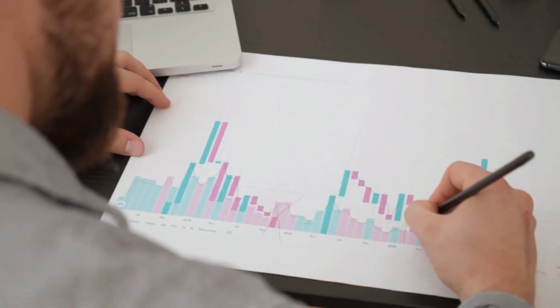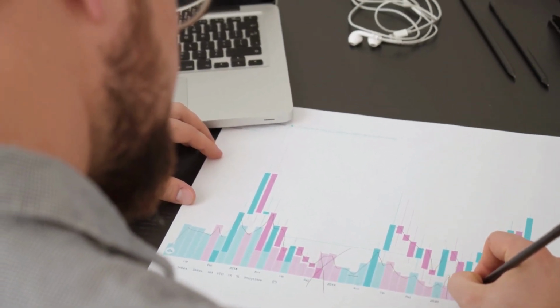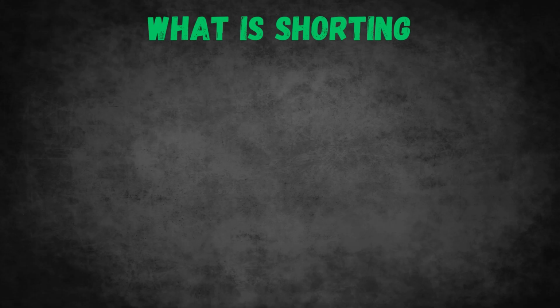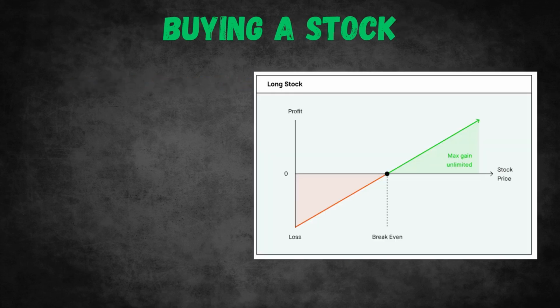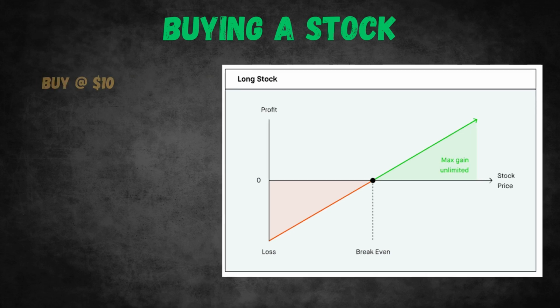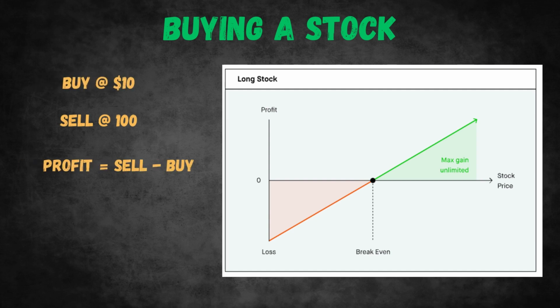Okay, so before we dig further into the workarounds of how you can short a stock in Robinhood, let's quickly understand what shorting is. Shorting a stock is exactly the opposite of buying a stock. If you look at the buying graph, if you buy a stock at, let's say, $10, and after a month the stock is valued at $100, you made a $90 profit. That's pretty straightforward to understand.